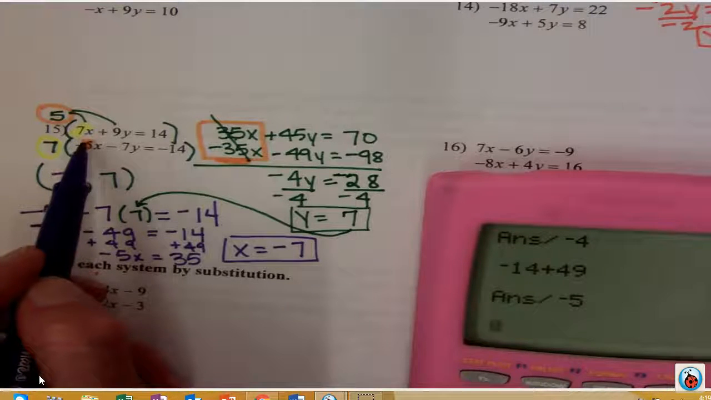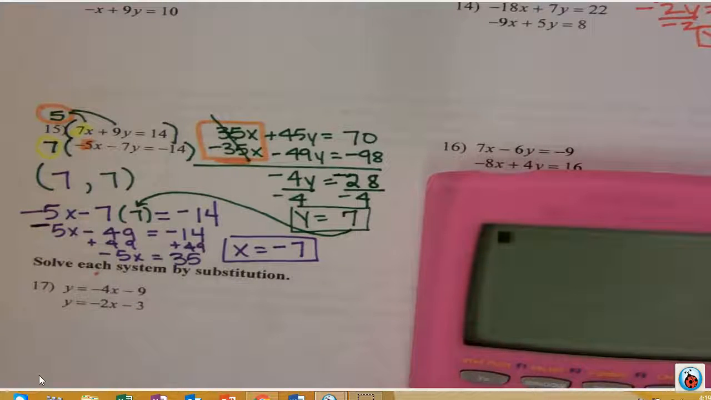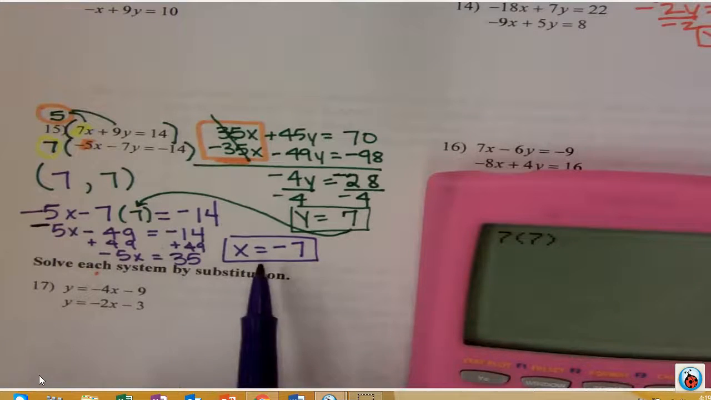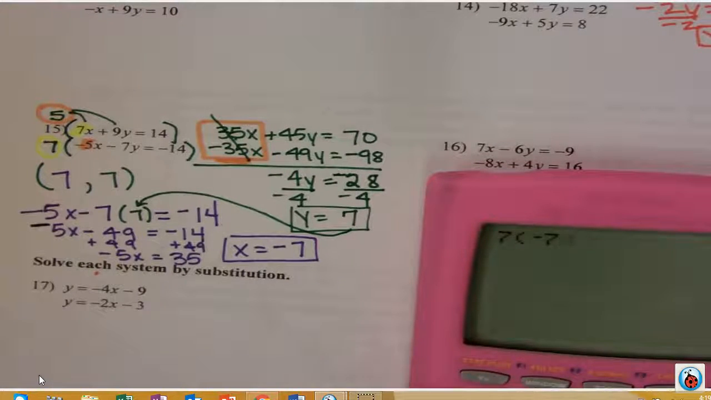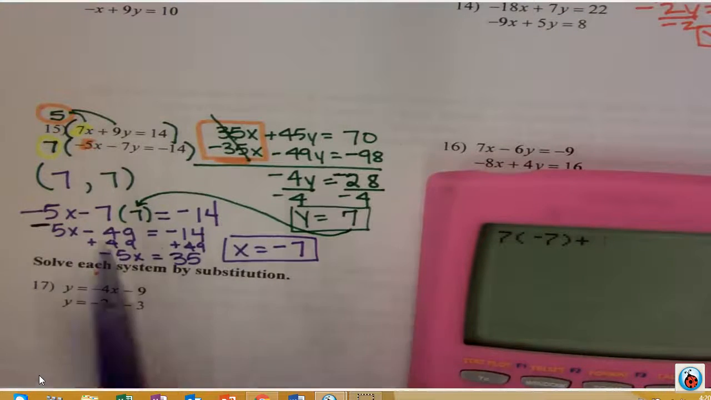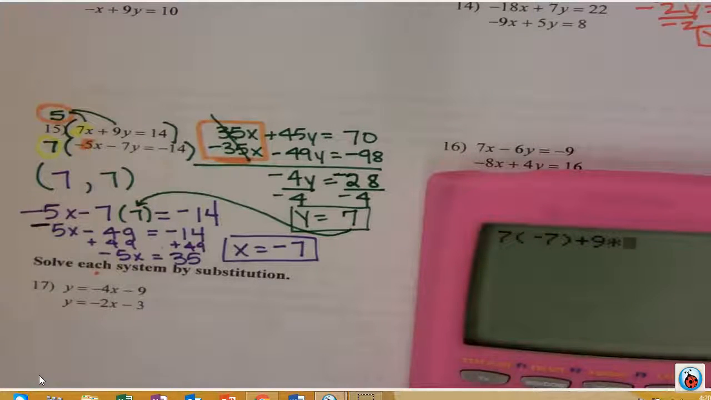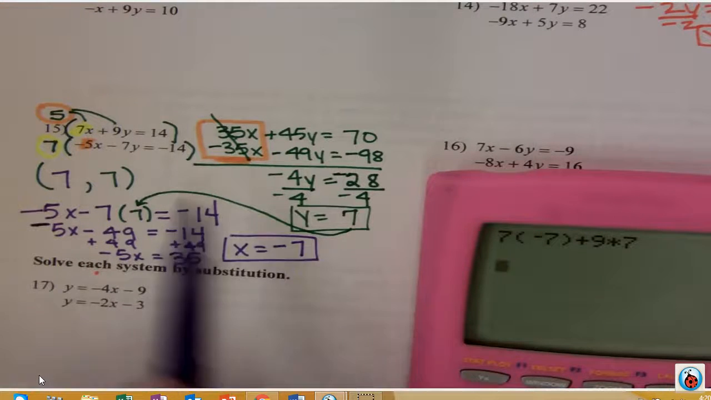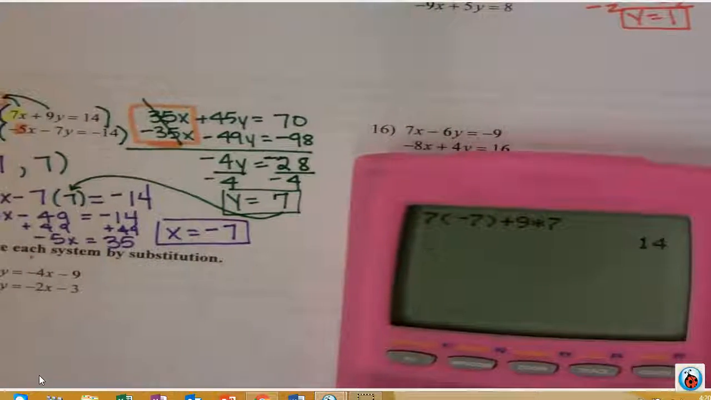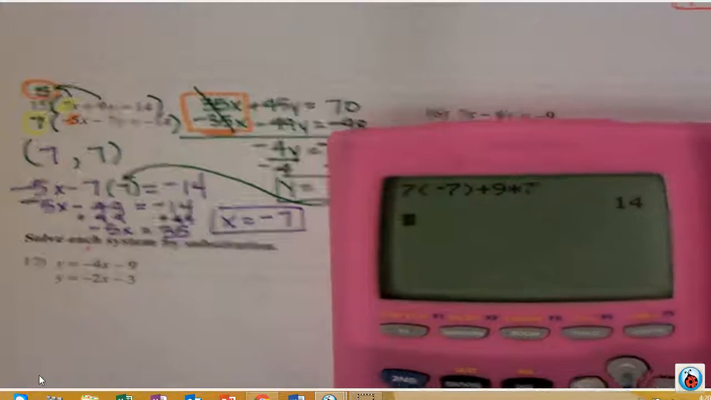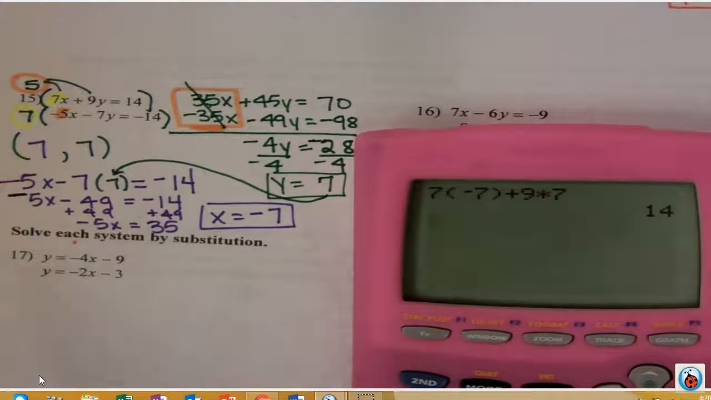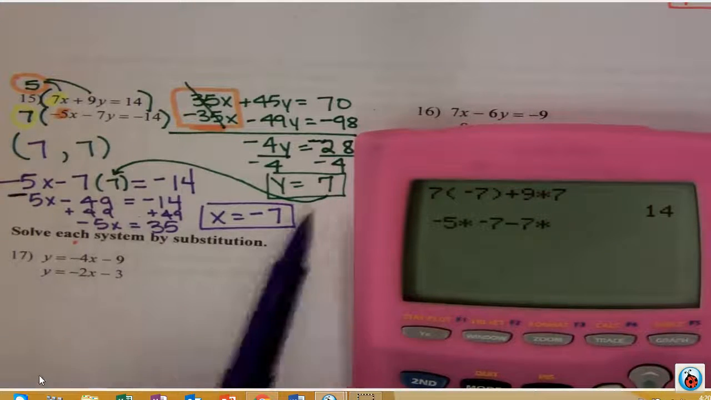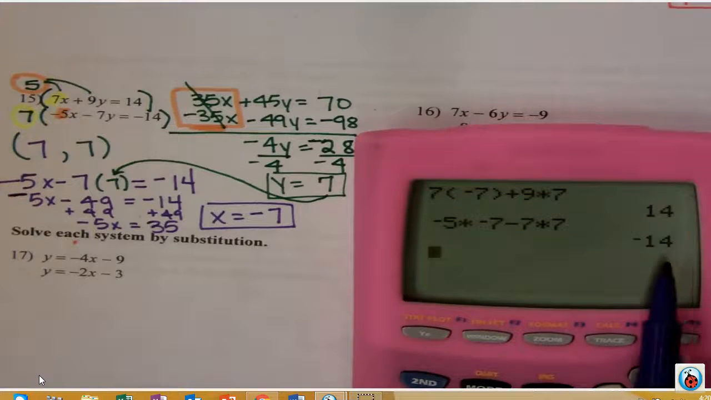If we throw negative 7 in for x and 7 in for y, let's see how quickly we can do this. 7 times what my x is, negative 7, plus 9 times 7 equals 14. So I can see that I've plugged in my x and my y, and I got it correct. It should work for both. So let's see, negative 5 times my x, which is negative 7, minus 7 times my y, 7, equals negative 14. So I know I got it correct. It's the easiest way to check your work.